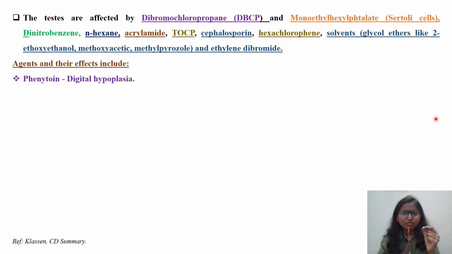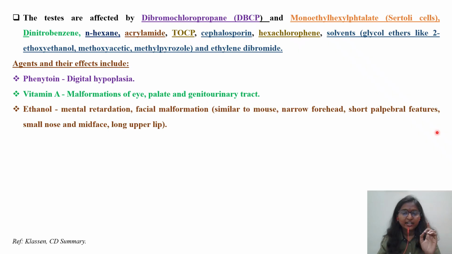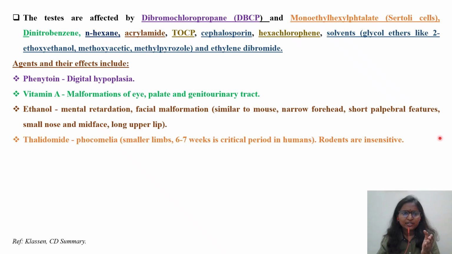Agents and their effects: phenytoin, an anti-epileptic drug, is causing digital hypoplasia. Which of the following vitamins causes malformation of the eye, palate or genitourinary tract? The right answer will be vitamin A. Ethanol causes mental retardation and facial malformations. In the case of babies, you will see a smooth philtrum, narrow forehead, short palpebral fissures, small nose, flat mid face, and thin upper lip. So remember fetal alcohol syndrome, how it is forming in babies. One video I have already uploaded in my channel, you can read in detail.